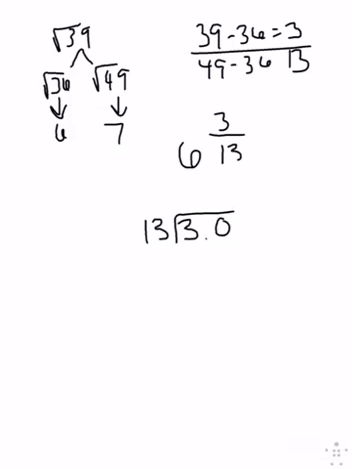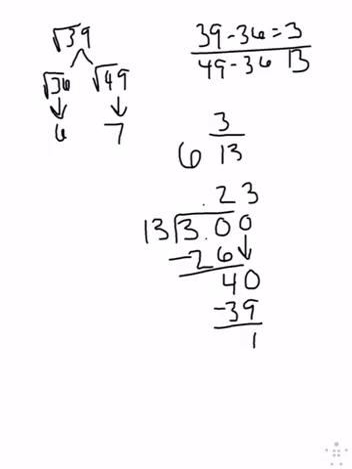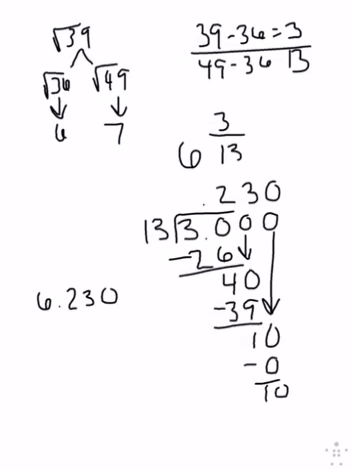13 can't go into 3, so I add a decimal and a 0. 13 can go into 30 two times, which gives me 26. Subtraction, I get 4. Add a 0 and bring it down. 13 can go into 40 three times, which gives me 39. Subtract and I get 1. Add a 0, bring it down. 13 can't go into 10, so that's going to be a 0. My answer is 6.230, but I need one decimal place, so for number 24, the answer is 6.2.